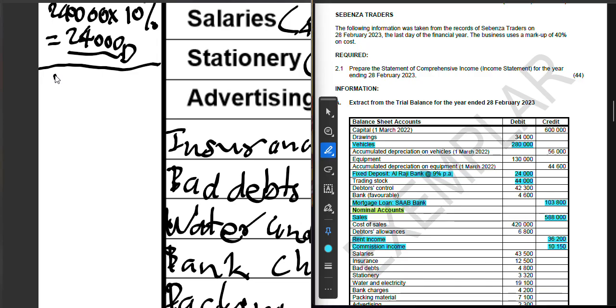Now, same thing, depreciation. This time we are going to have our equipment. Now, ladies and gentlemen, we are going to use the carrying value. Open bracket, I said carrying value is the cost price minus the accumulated depreciation. How much is the cost price minus the accumulated depreciation? First of all, we look at the cost price of equipment. That's 130,000.